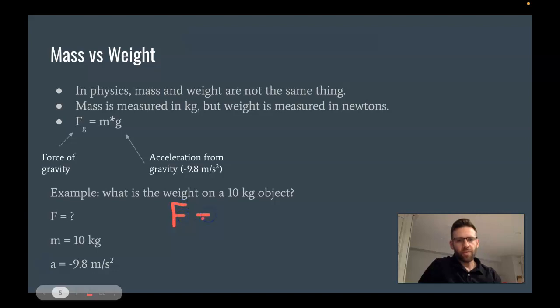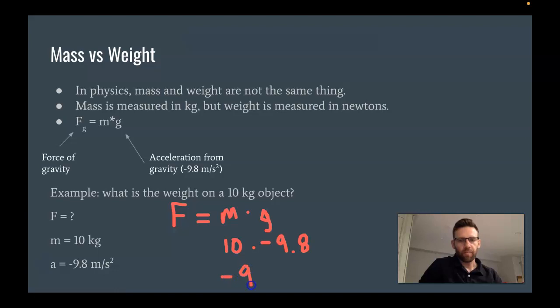We're going to do force is mass times acceleration. Except in this case, the acceleration that we have is the acceleration from gravity, which is g. So we're just going to take our 10 for our mass, because our mass is 10 kilograms, and our g is negative 9.8. We're going to multiply those two things. So 10 times negative 9.8 is going to be negative 98.